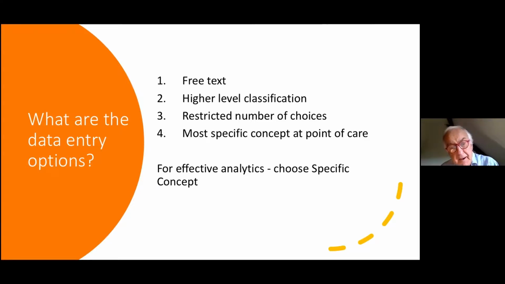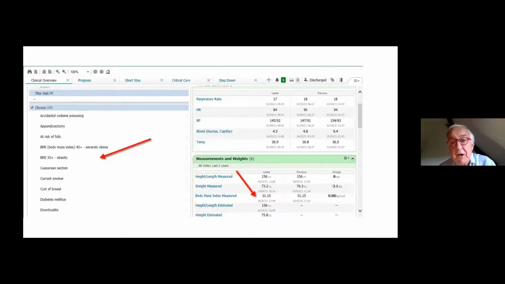And so I would encourage you to look at systems which provide the most specific concept at the point of care. And certainly if you want deep analytics and want to be able to use your data for research purposes, then choosing the specific concept that relates precisely to that patient situation at the time is the right thing to do. So let me show you some examples of how you can use SNOMED CT for benefit.